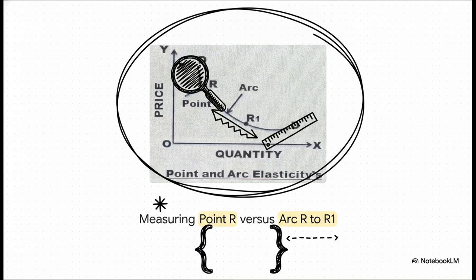Now for the second segment, what if we have a nonlinear curved demand curve? Well, to find elasticity at a specific point, let's call it R, you just draw a straight line AB tangent right through that point. Because the slopes are identical at that exact point of contact, the elasticity simply equals the tangent ratio, BR divided by RA.